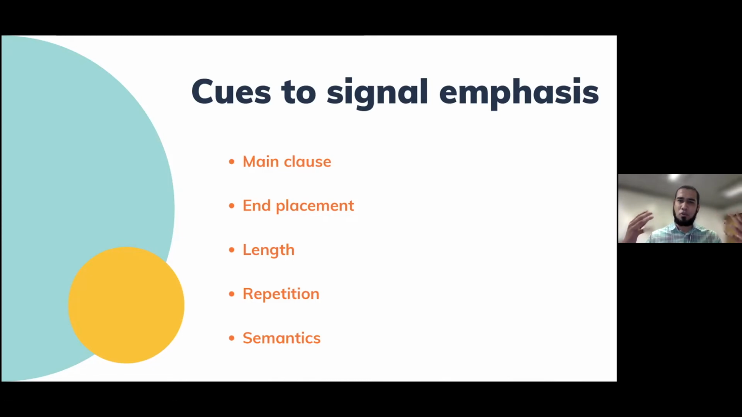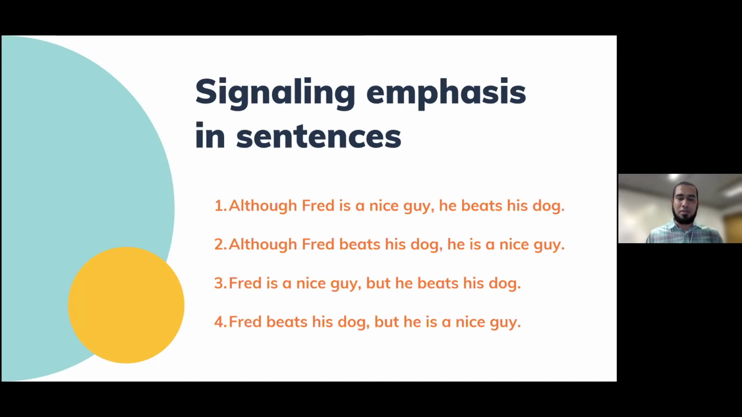And all of this happens subconsciously. We don't really do this consciously, thinking, okay, this is in the main clause, I'm going to pay more attention, or this is at the end, I'm going to pay more attention. This is how English reading goes, right? How we read in English. So let me go back and give you guys some examples of what happened in the previous sentences.